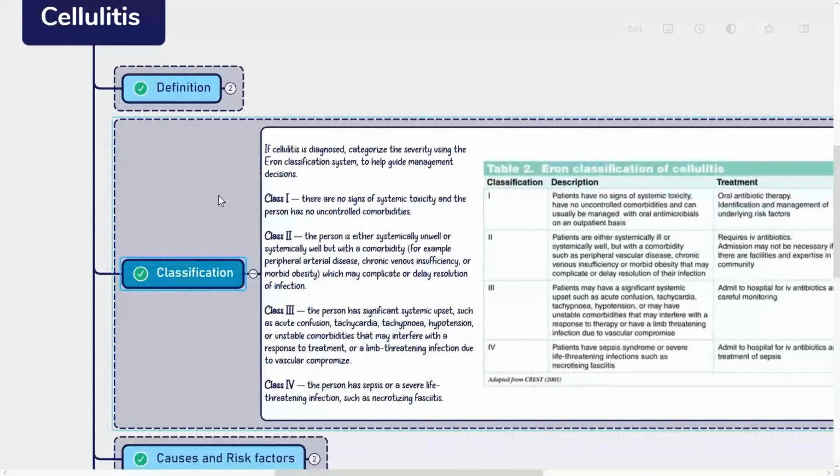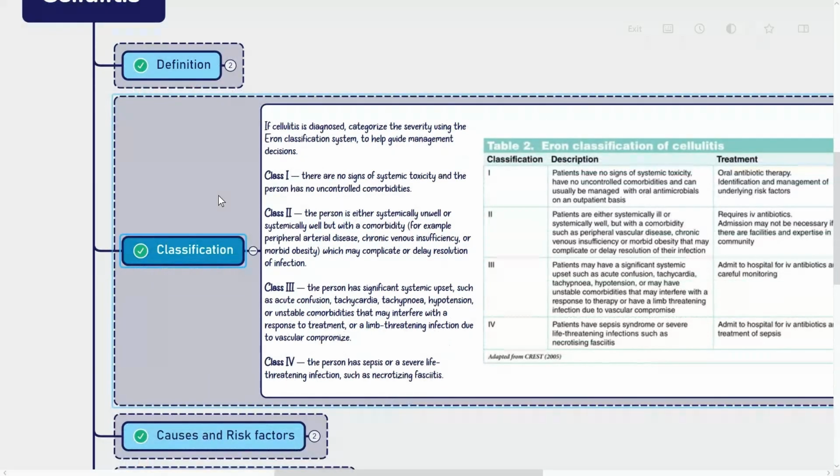If cellulitis is diagnosed, categorize the severity using the Eron classification system to help guide management decisions. Class 1: there are no signs of systemic toxicity, and the person has no uncontrolled comorbidities. Class 2: the person is either systemically unwell, or systemically well but with a comorbidity, for example, peripheral arterial disease, chronic venous insufficiency, or morbid obesity, which may complicate or delay resolution of infection.